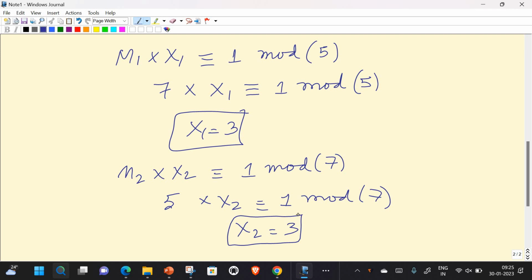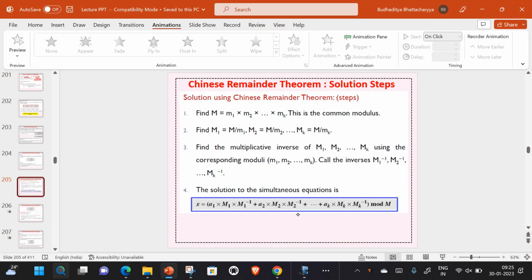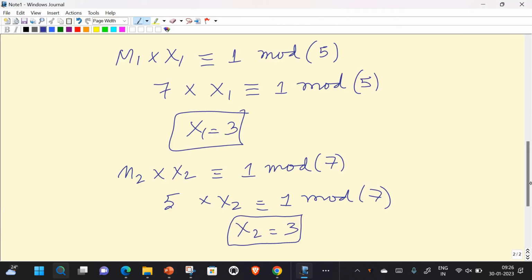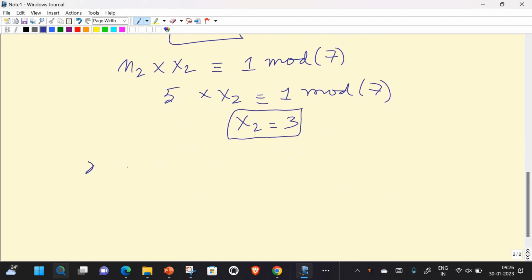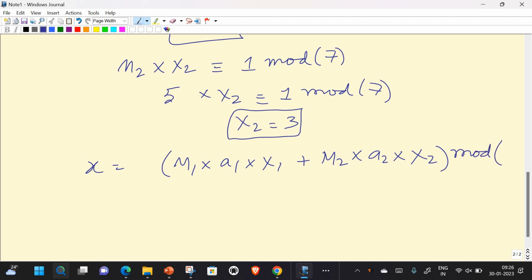Now if you go back to the PPT once again, the final x should be computed as a1 multiplied by m1 multiplied by the inverse of it. So x is given by, in this case, m1 multiplied by a1 multiplied by x1 plus m2 multiplied by a2 multiplied by x2, whole mod of 35. Got it? This is the final step.